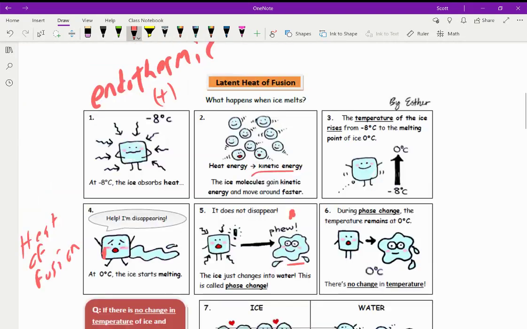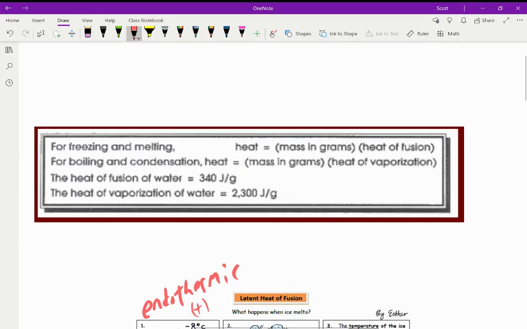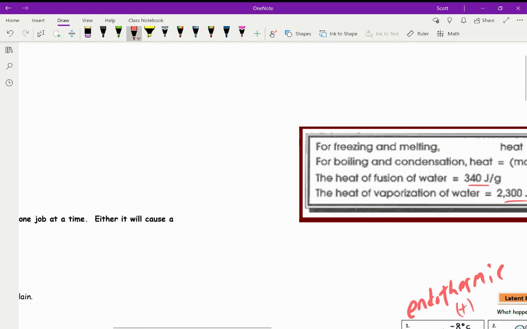Now, in your other notes that you were given on the thermal heat energy stuff, you have for freezing and melting the heat of fusion and the heat of vaporization. All right, notice again, joules per gram. So for every gram of water, it's going to take 340 joules of heat energy to melt that from 0 degrees ice to 0 degrees water. All right, good enough. Let's go on to the problem.